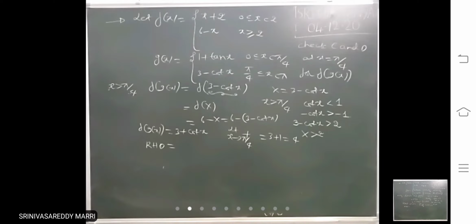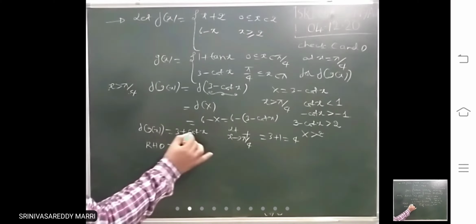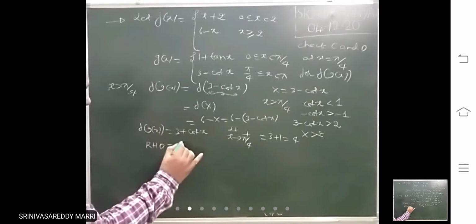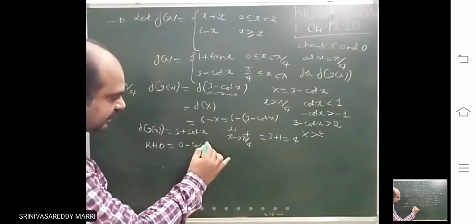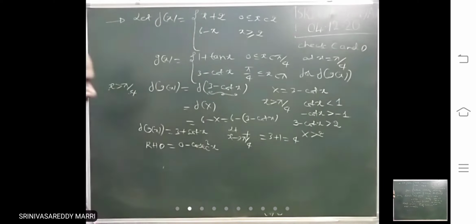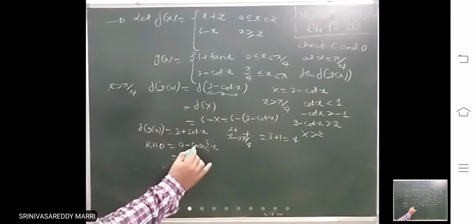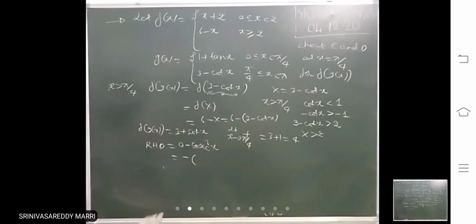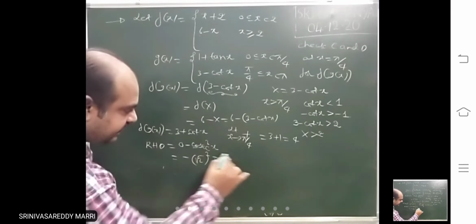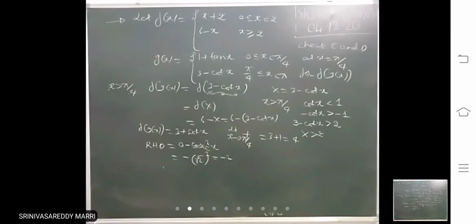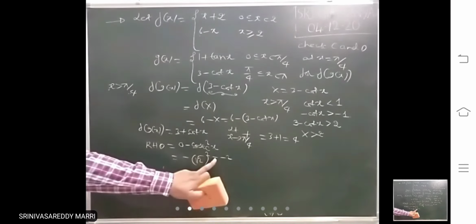Right hand derivative. What is the right hand derivative? Derivative of 3 is 0. Derivative of cot x is minus cosecant square x. Substitute pi by 4 here. Cosecant pi by 4 is root 2, whole square, that is minus 2. Therefore, right hand derivative is minus 2.